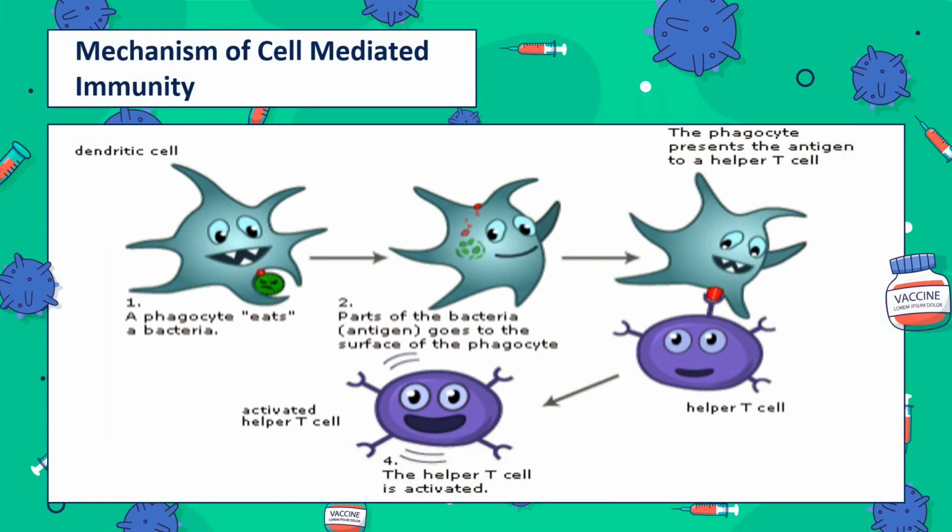Mechanism of cell-mediated immunity. First is antigen recognition, processing, and then presenting it to the T cell. The second one is activation and proliferation of the T cell, and finally elimination of the invader.